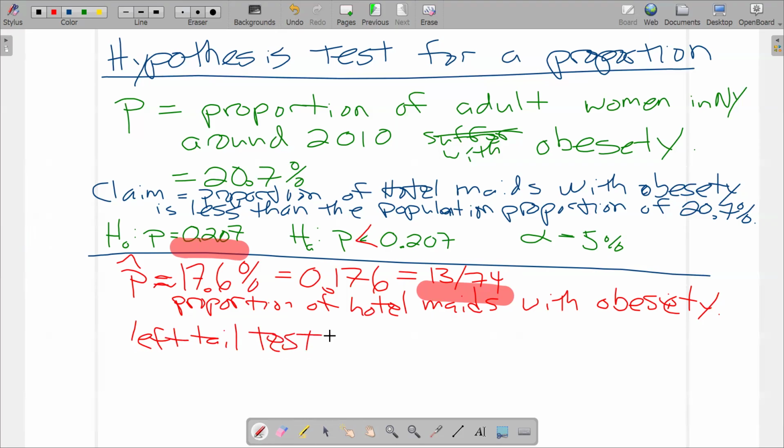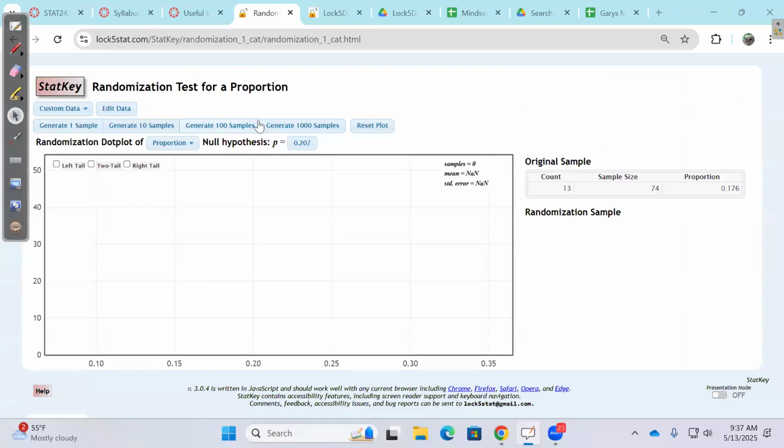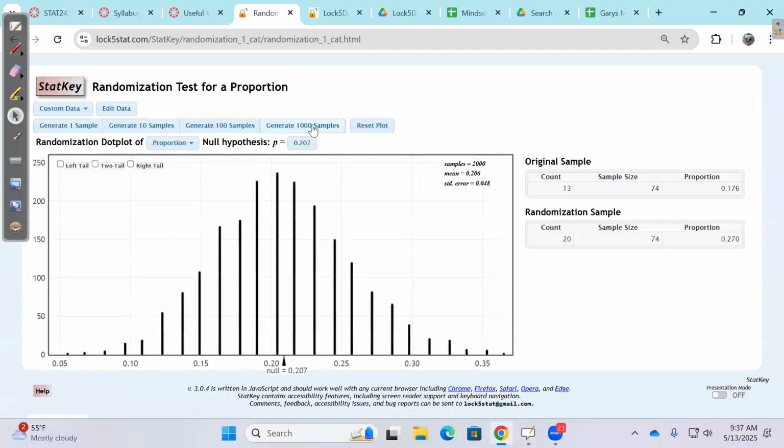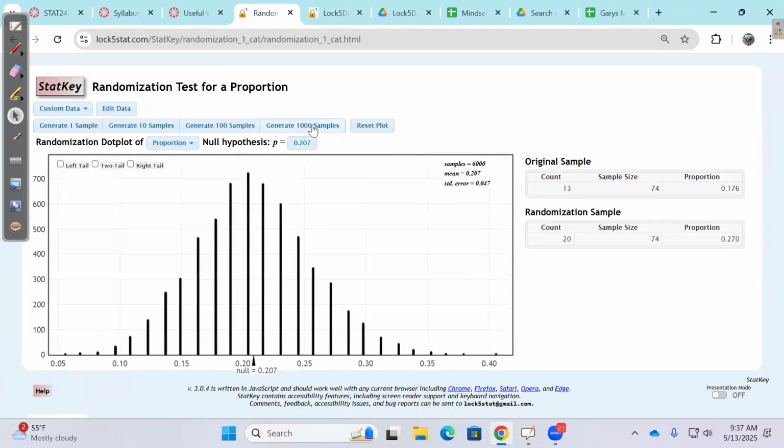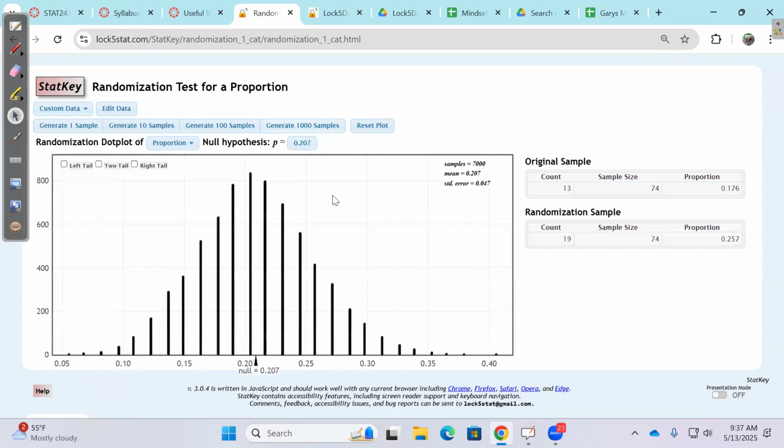All right, let's do the test. So we got StatKey ready to go. We've got our data in there. 17.6% was our sample proportion. We've got the null hypothesis proportion, which I found in another study. And now we generate. I got 7,000 this time, that's fine. Notice, that is a symmetric bell-shaped curve. Okay. Similar, but slightly different than the one we had for an average. And we're doing a left tail.